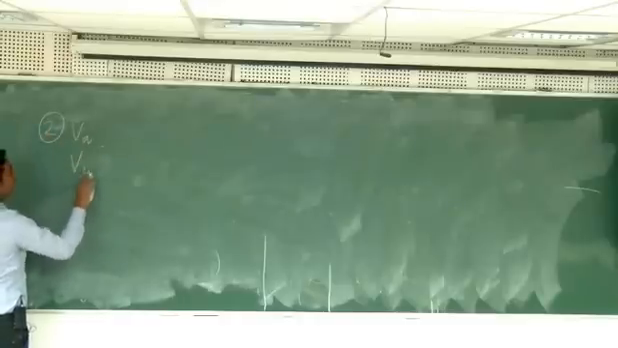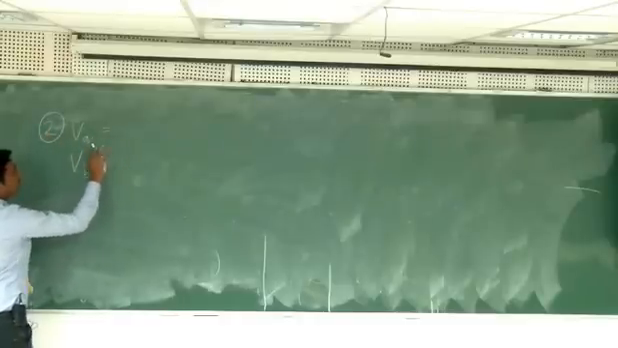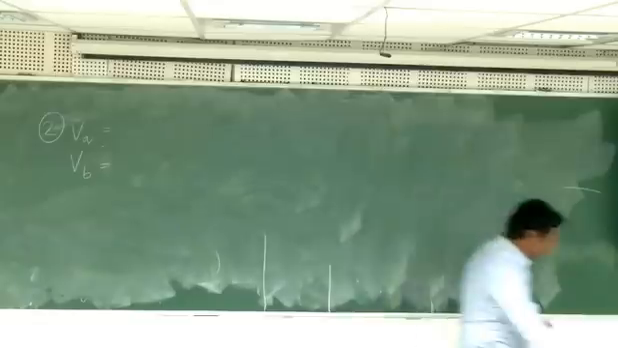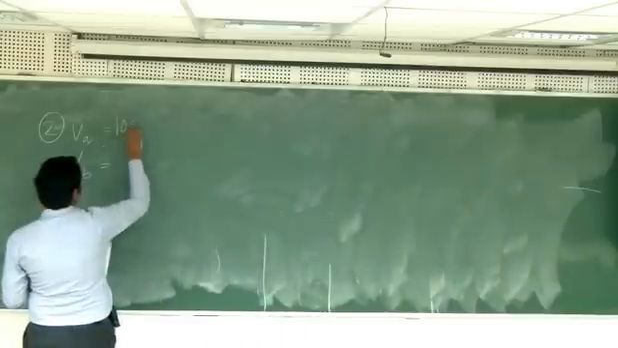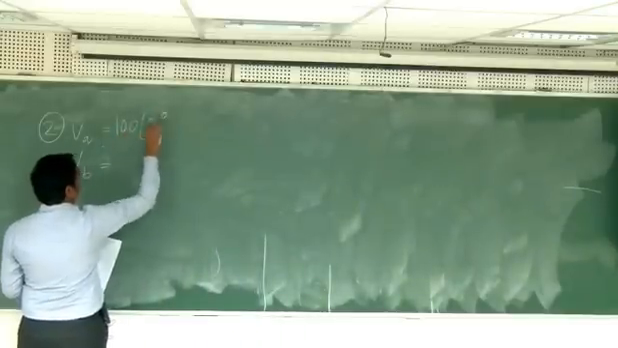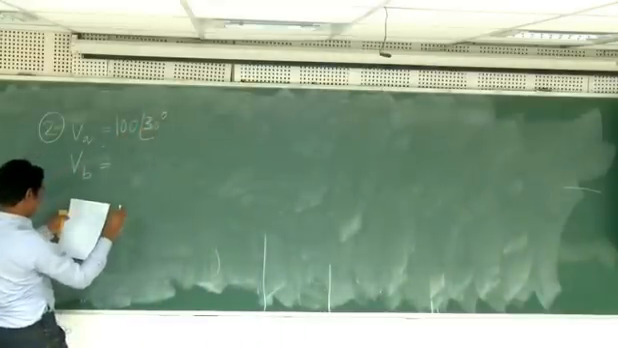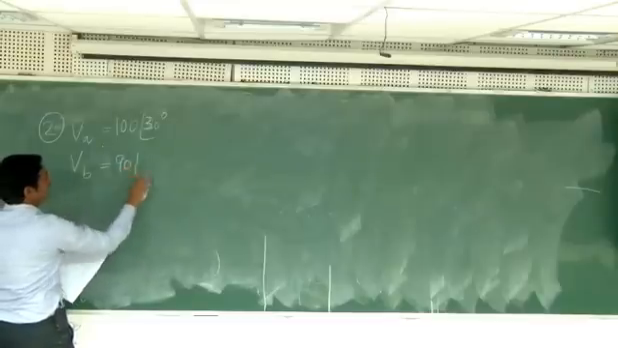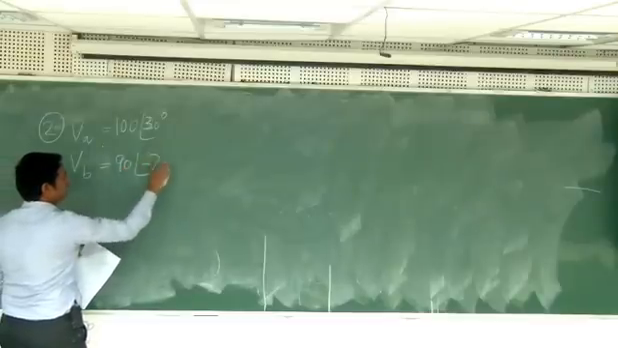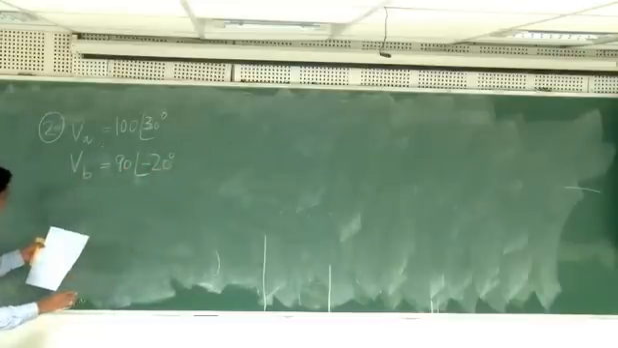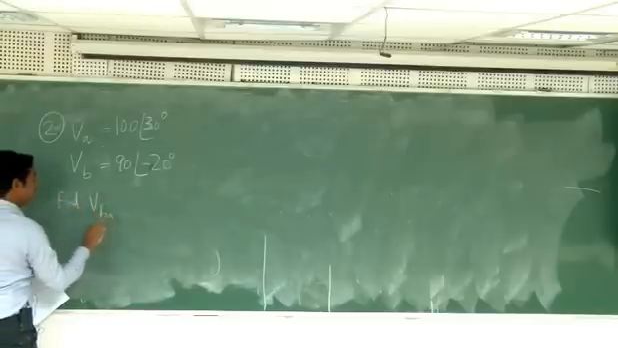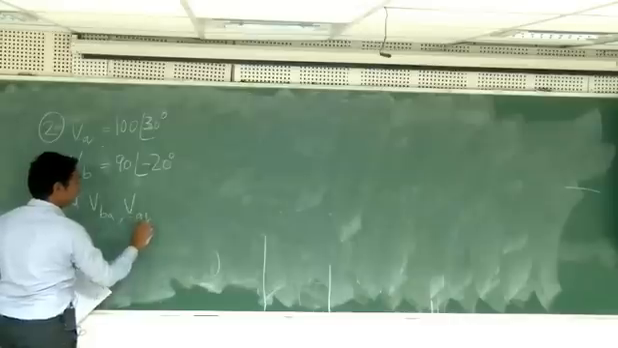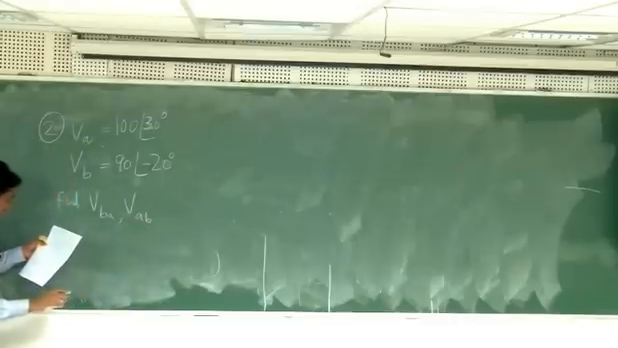VA, VB is given. What is VA? So right away I am using polar form. 130 degrees, and then this is 90 minus 20 degrees. So find VBA and then find VAB.